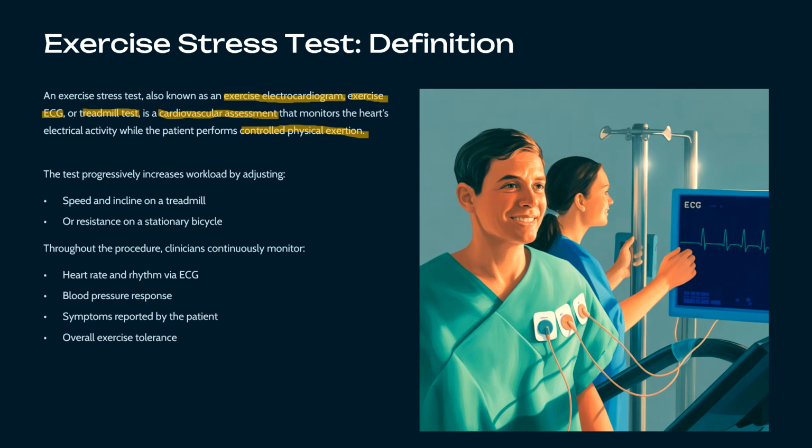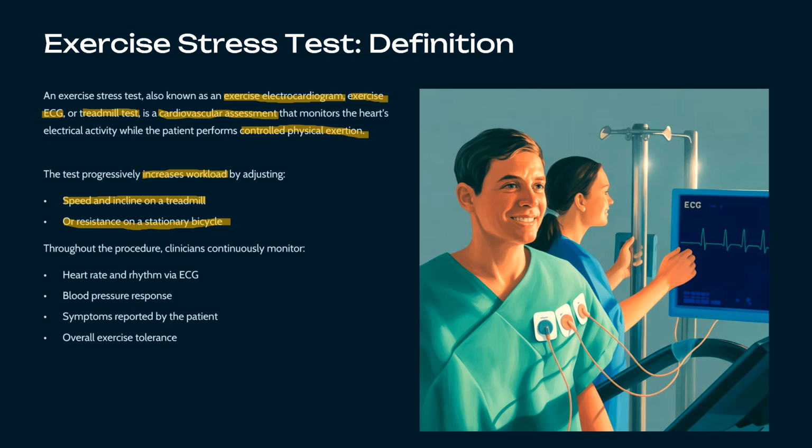The test progressively increases workload to increase the stress on the heart. How is the workload increased? Number one, speed and inclination of a treadmill or resistance on a stationary bicycle. If a person is allowed to run on a treadmill, either the speed is increased or the inclination of the treadmill is increased. When the inclination of the treadmill is increased, it looks like a person is hiking on a mountain.